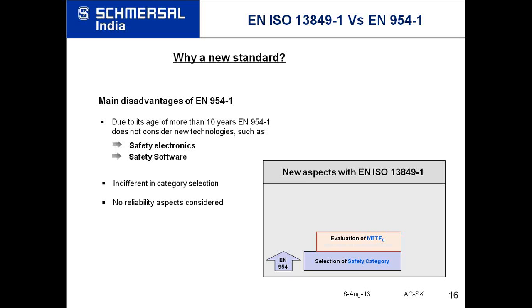And we have evaluation of MTTFD. I will take up these parameters separately in my next slides. Then the second parameter which has come as new is evaluation of DC average. And the third parameter which is new is CCF, which is called common cause failures. And I'll just explain what they mean. So these 3 parameters have been added additionally to understand the safety levels as far as the new standards or the new scenario is concerned.